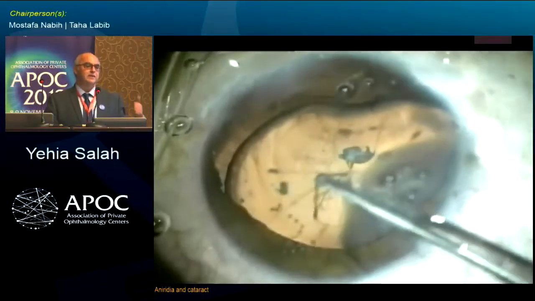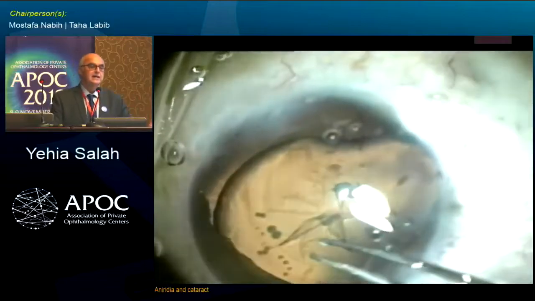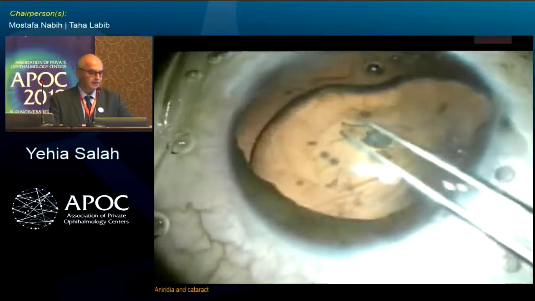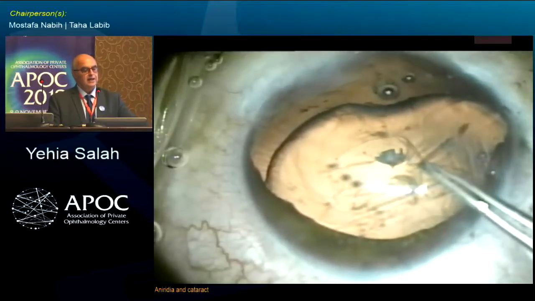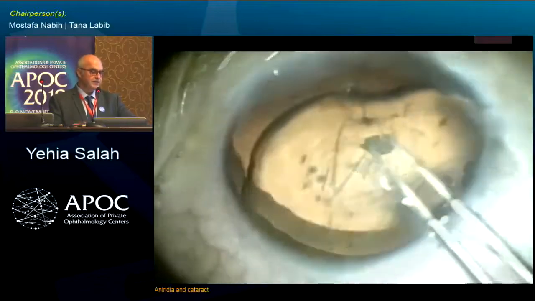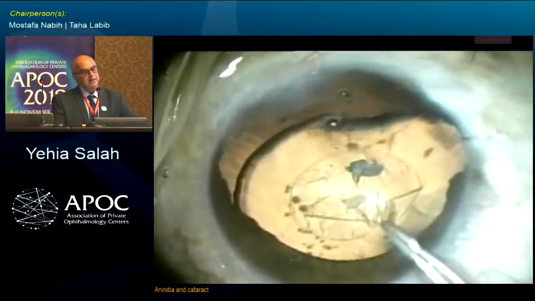This is the third example. She had a ciliary body melanoma that was removed perfectly by Dr. Hani Hamza, and then she came to me with this subluxation and defective iris, and then cataract.